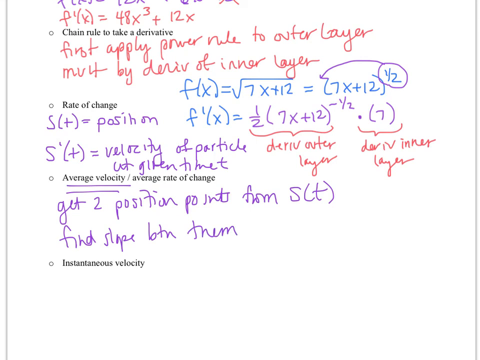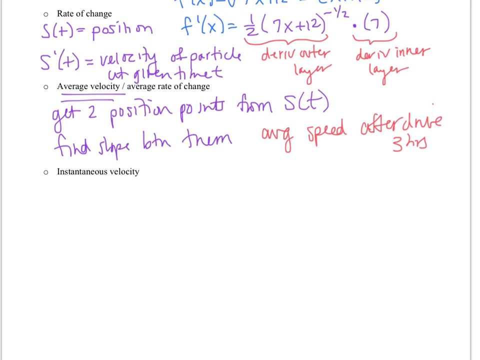Some examples that we gave in class for average velocity would be like your average speed after you drive for 3 hours, or after you ran 6 miles and you figured out, okay, I ran for 50 minutes, 50 divided by 6, and that would give you your average speed during your run.